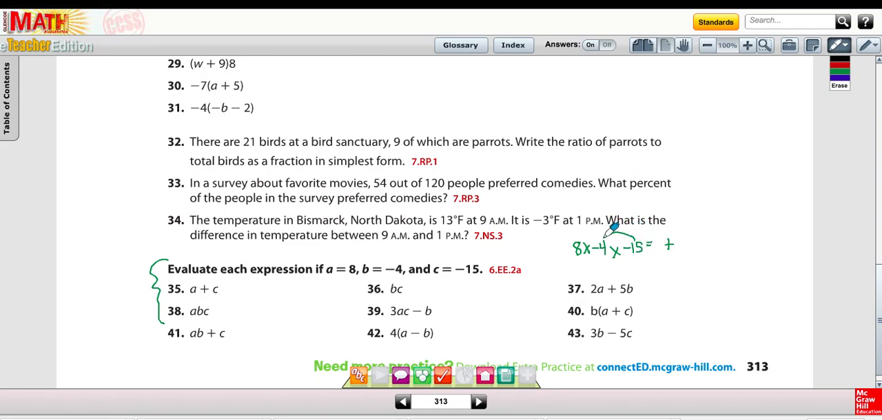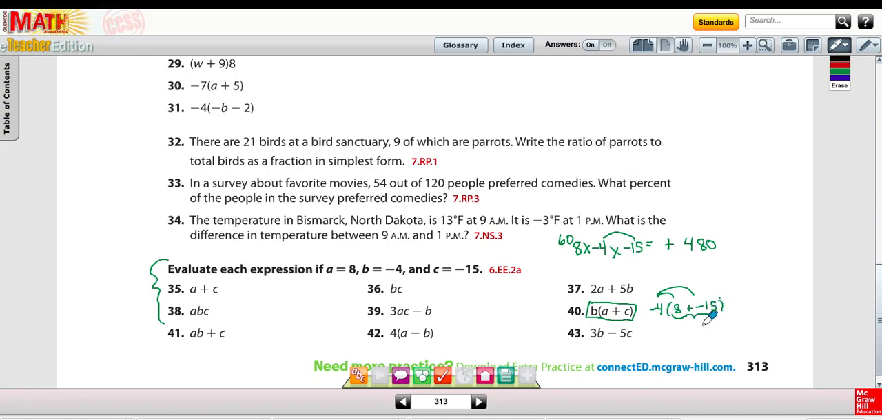I would take 15 times 4, which is 60, and then 60 times 8 would be 480. For B times the quantity A plus C, that would be this one right here. B is negative 4, and then A is 8, and C is negative 15. You could distribute, since this is a numerical expression, you could distribute the negative 4 to both items and then add them together, or simply follow order of operations.